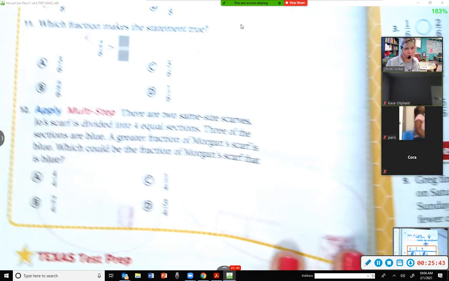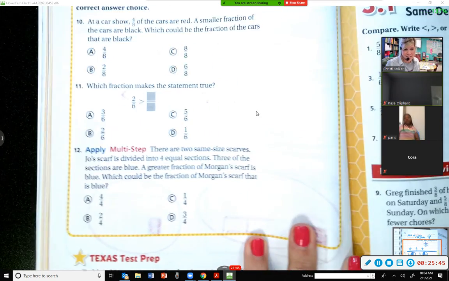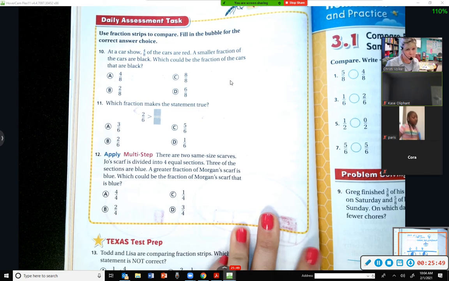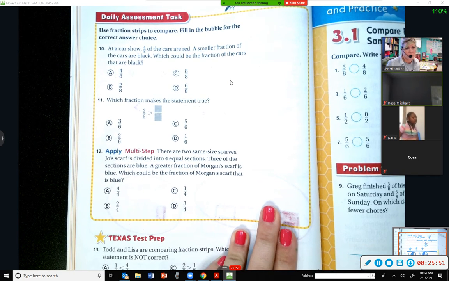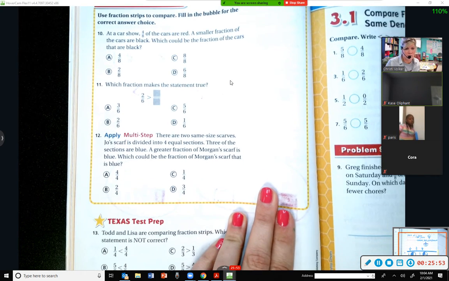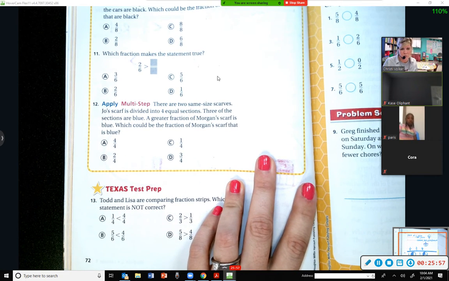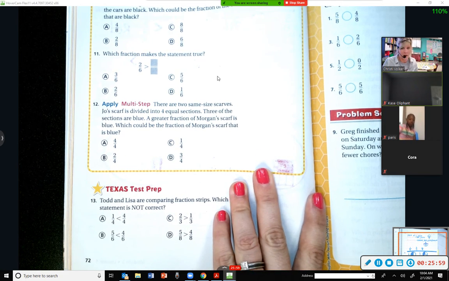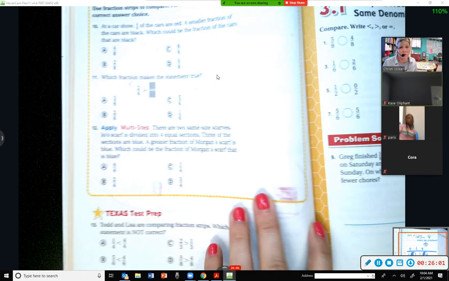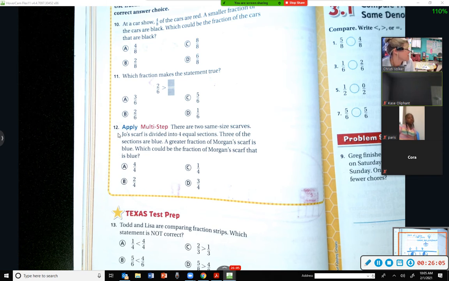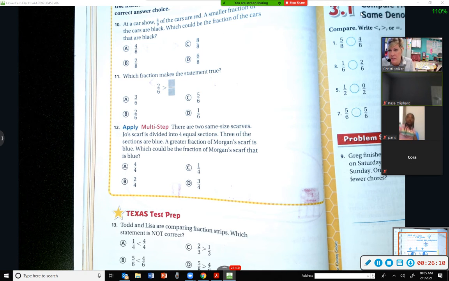Okay, now flip the page. Last thing we're going to do, and then you guys are going to be on your own to finish your assignment today. 10, 11, 12, 13. We're going to do these on our own. So those of you at home, you can be doing this on your own too. And then we'll come back and check it together. Okay? If you have a question, just raise your hand and I will be happy to help you.